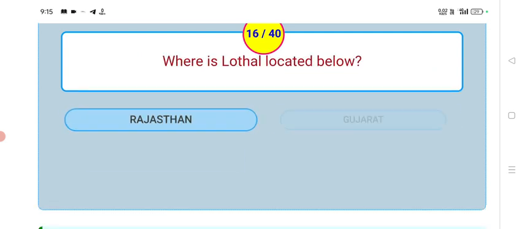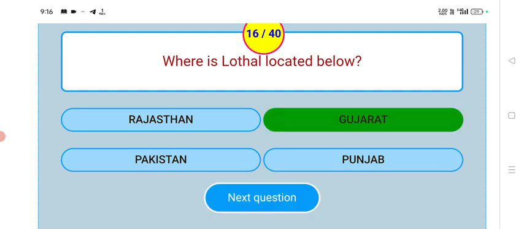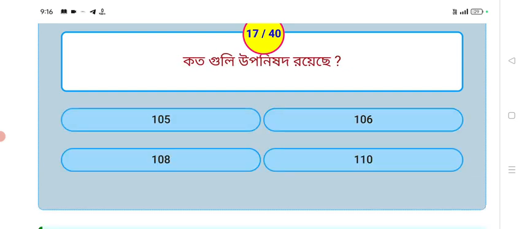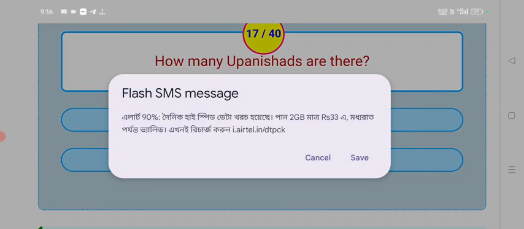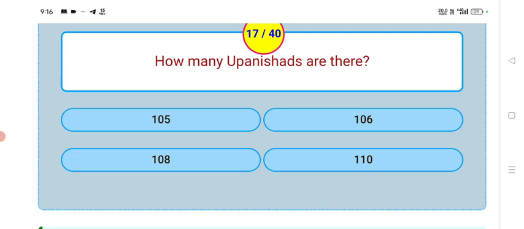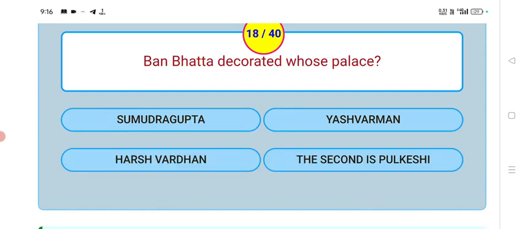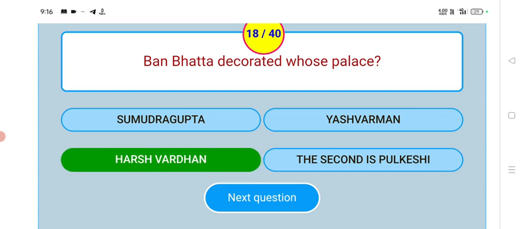Next, where is Lothal located? Answer, Gujarat. Lothal is located in Gujarat. Next, very important question. How many Upanishads are there? 108. Next, Banbhatta decorated whose palace? Answer, Harshavardhan. Banbhatta decorated the palace of Harshavardhan.